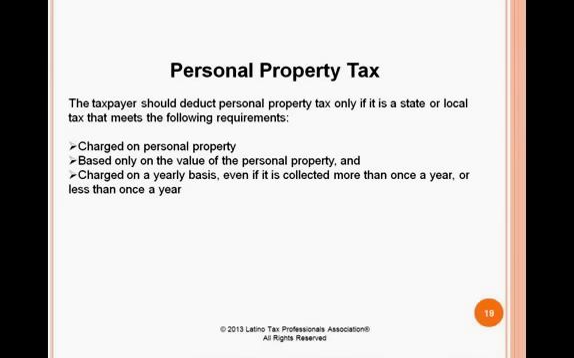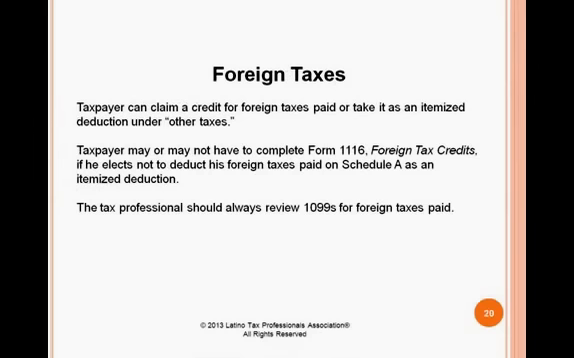Personal property tax. A taxpayer should deduct personal property tax only if it is a state or local tax that meets the following requirements: charged on personal property, your car tags, boat tags, quad tags, motorcycle tags, based only on the value of the personal property, and charged on a yearly basis, even if it is collected more than once a year or less than once a year. So DMV fees is what we look at.